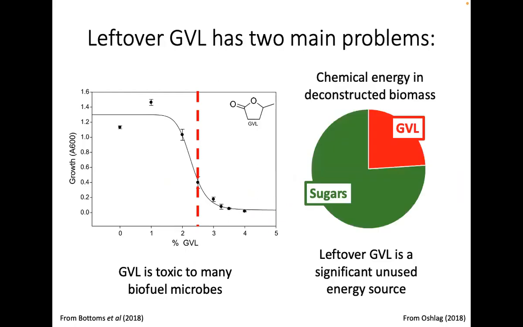Another problem with that extra GVL is that it's a significant unused energy source. If we think of the chemical energy in that sugary mix that has some GVL in it, the GVL can be as much as a quarter of that available chemical energy. But yeast and other microbes can't touch GVL. They don't know what to do with it. So that's essentially going to waste, whereas we might be able to utilize it and get greater yields.